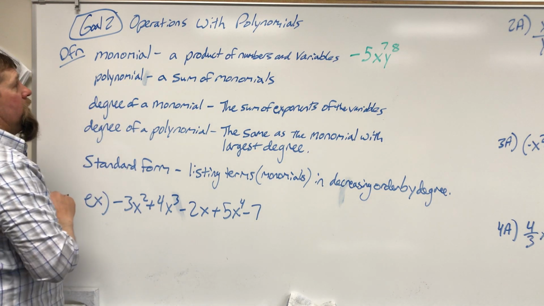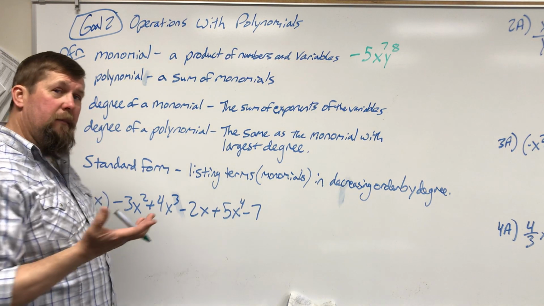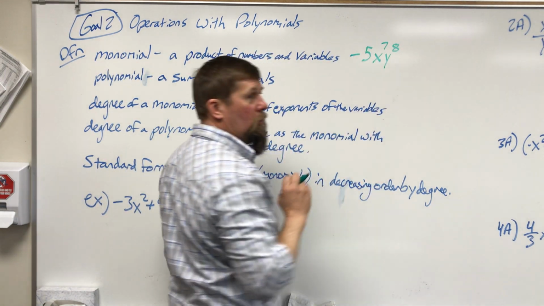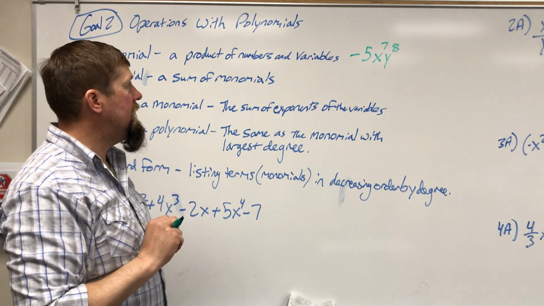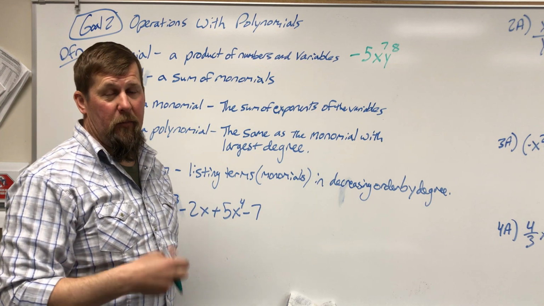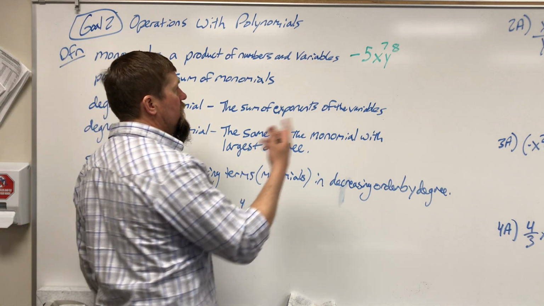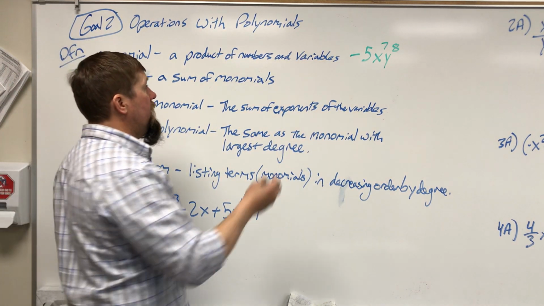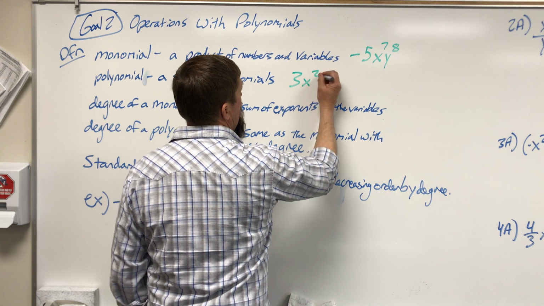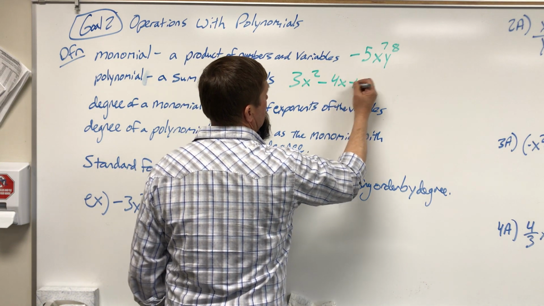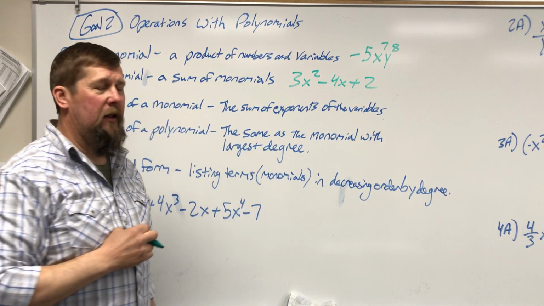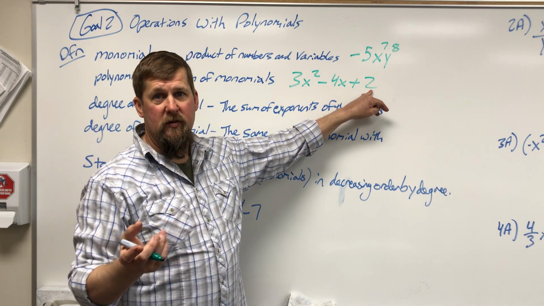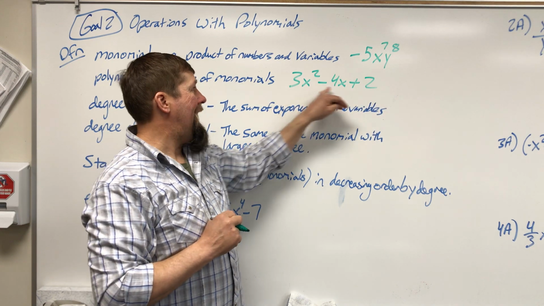Okay, polynomials. Polynomials are a sum of monomials. So if you have multiple monomials added together or subtracted, then it's a polynomial. Poly means many, so you could have many of those. So an example would be like a quadratic that we've been dealing with. So like 3x squared minus 4x plus 2. That would be a polynomial because there are 3 monomials, which we also call terms, added together.